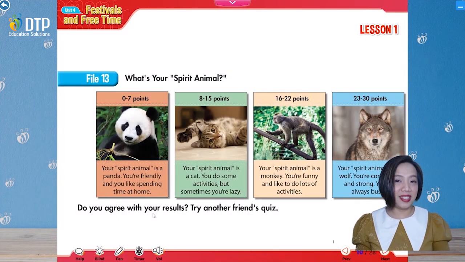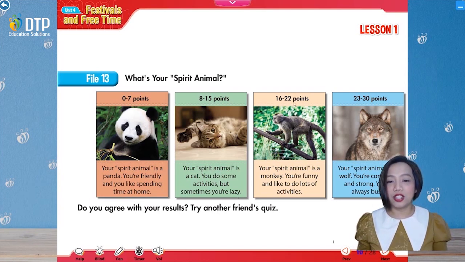If you have 0 to 7 points, your spirit animal is a panda. You are friendly and you like spending time at home. Okay, that's correct. If you got 8 to 15 points, your spirit animal is a cat. You do some activities, but sometimes you are lazy. Is that right?